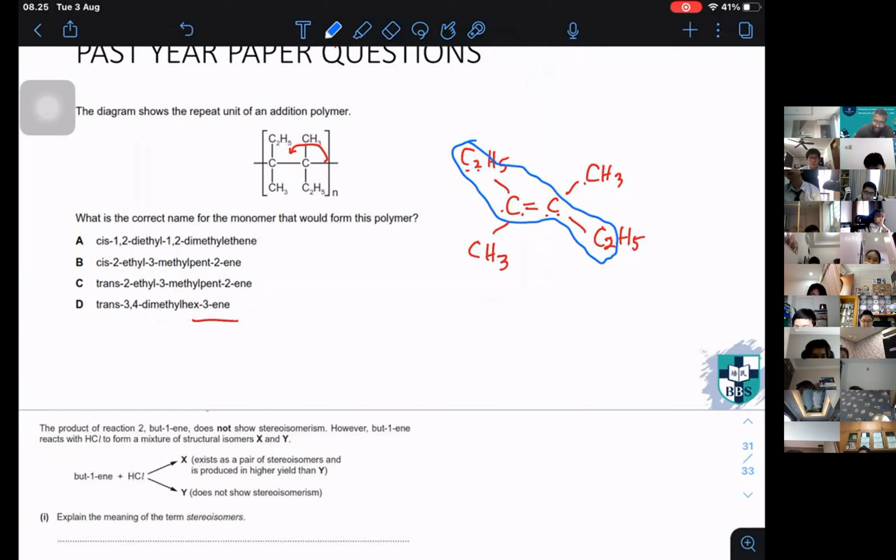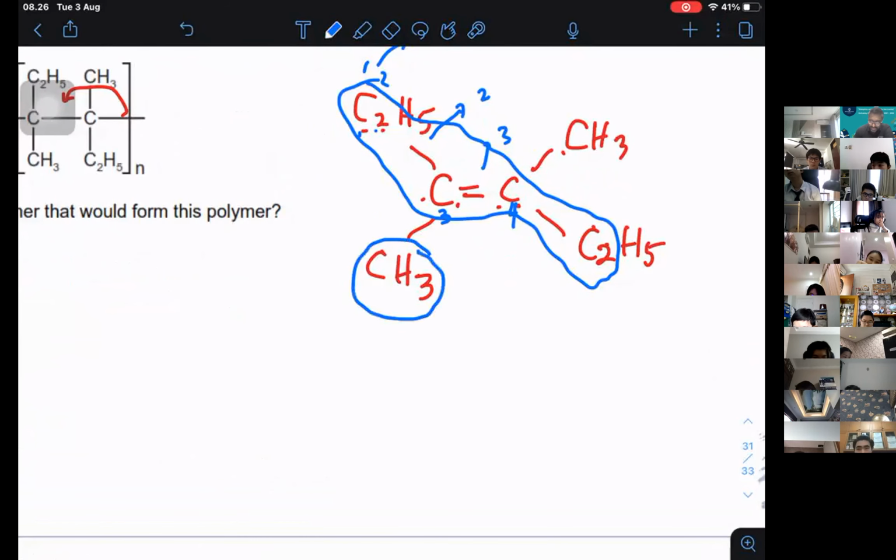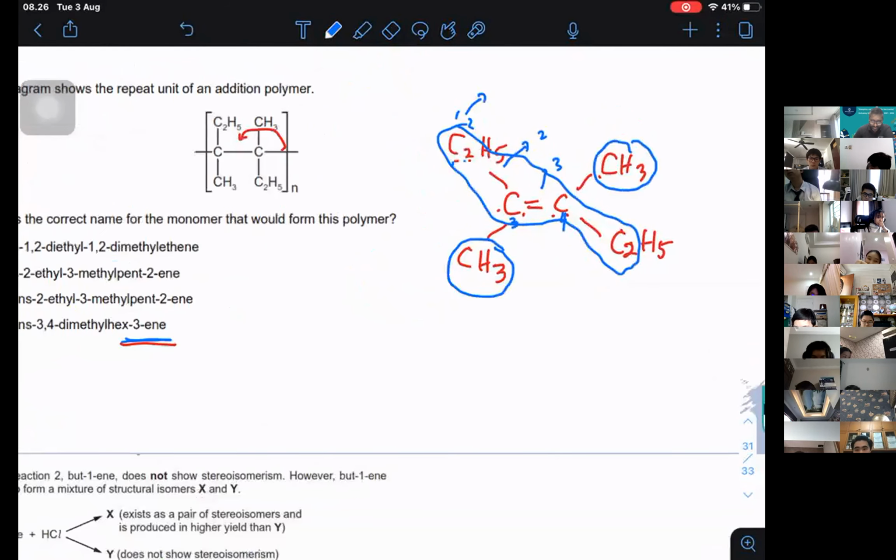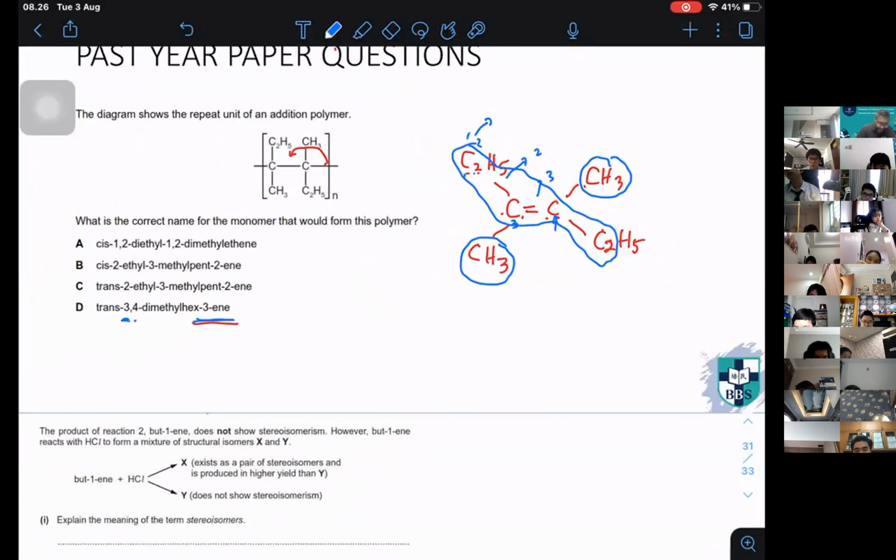So this is carbon number one, number two, and then this one is going to be number three. That's why it's hex-3-ene. And when you name that carbon, this is carbon number one, carbon number two, carbon number three, carbon number four. So the methyl groups are at carbon number 3 and carbon number 4. That's the reason it's going to be 3,4.